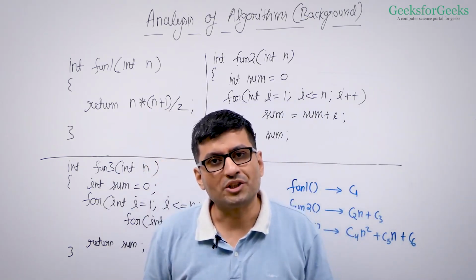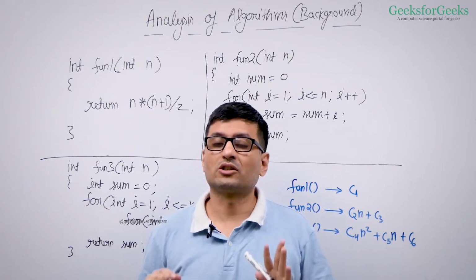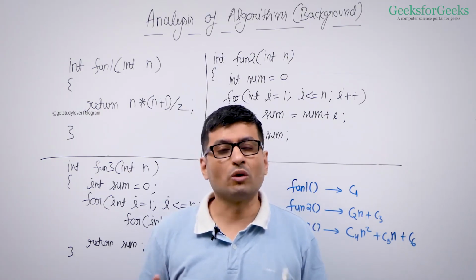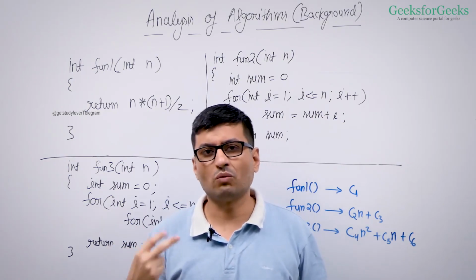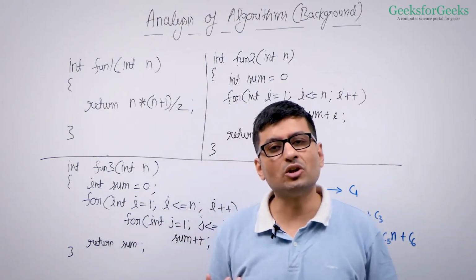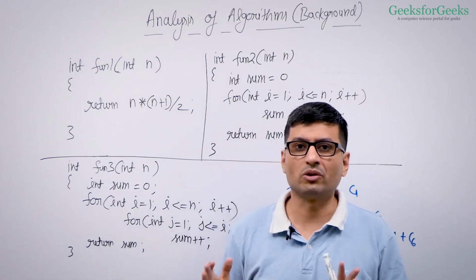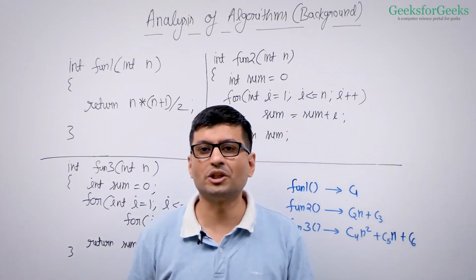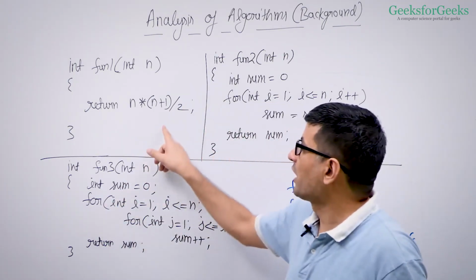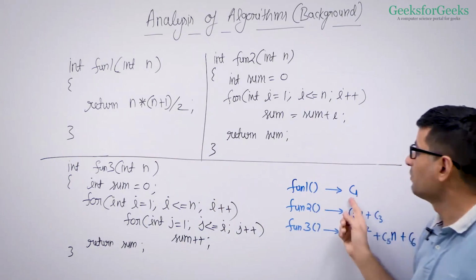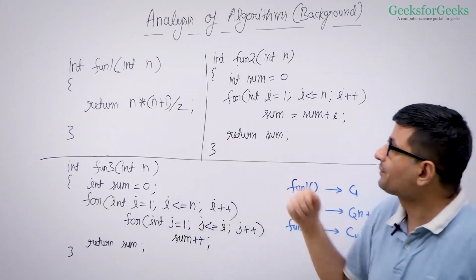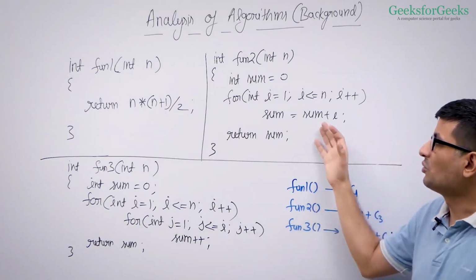So the number of operations that you are doing is constant, not dependent upon the value of n. What all operations are you doing? 1 addition, 1 multiplication and 1 division, right? 3 operations. And these 3 operations are not dependent upon n. You are always going to do 3 operations, even if n is 10 lakh, right? So that is why I have written a constant C1 here for the time taken by this function fun1. Let us now see fun2.